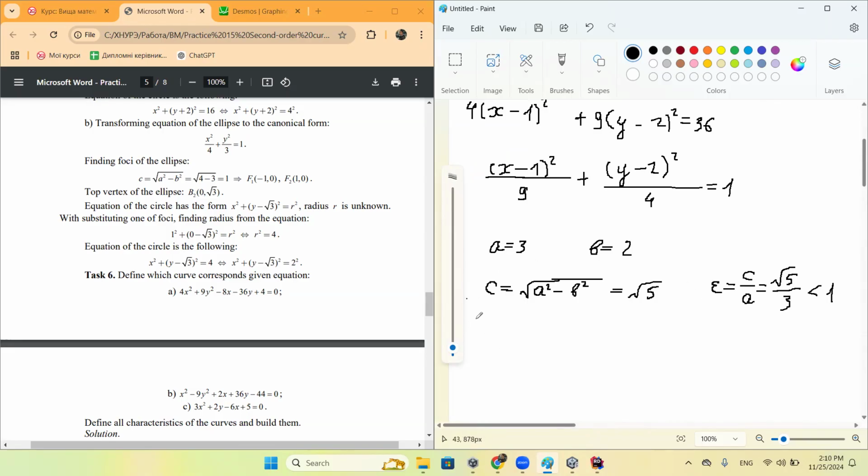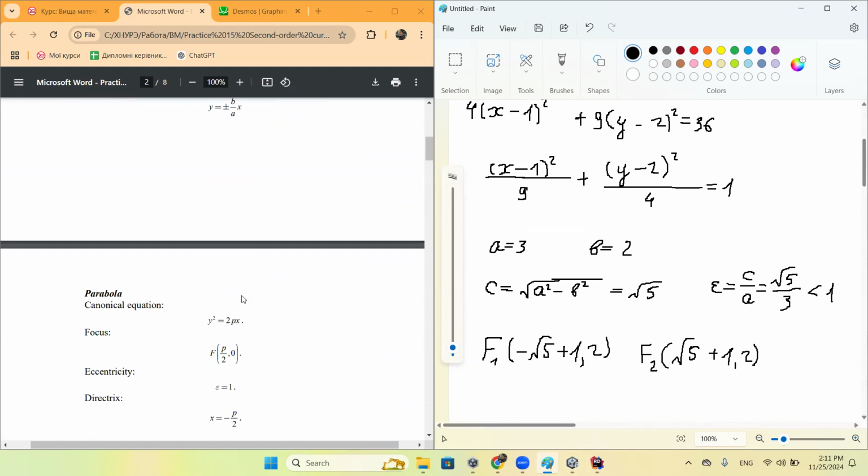And now we need to find foci coordinates, and here we need to be attentive that the center of the ellipse is not at the origin of coordinates. So we also need to add the coordinates of the center. F1 has coordinates minus square root of 5 plus 1, and 2. So we need to add the center coordinates. And F2 has coordinates square root of 5 plus 1, and 2. So found.